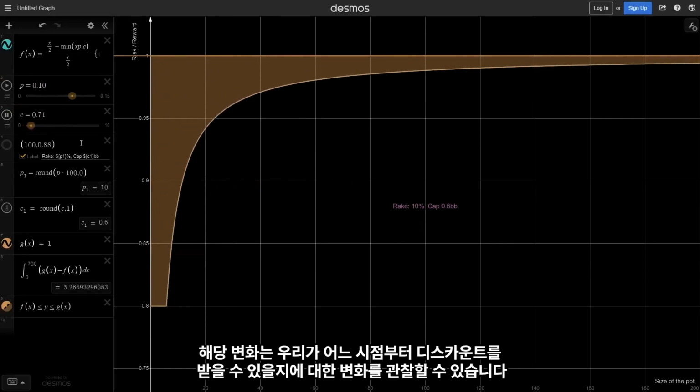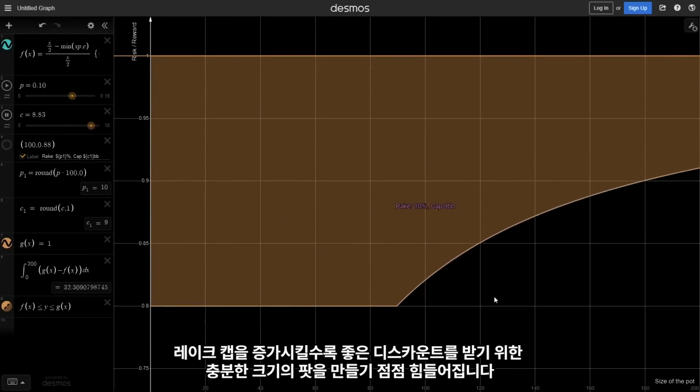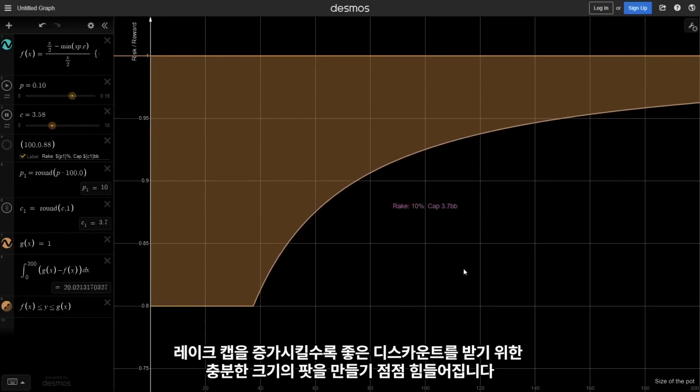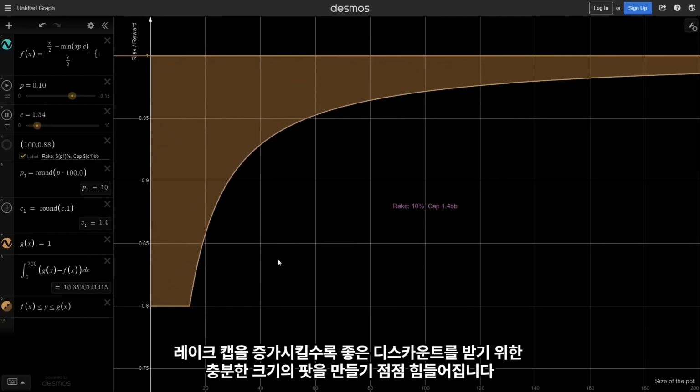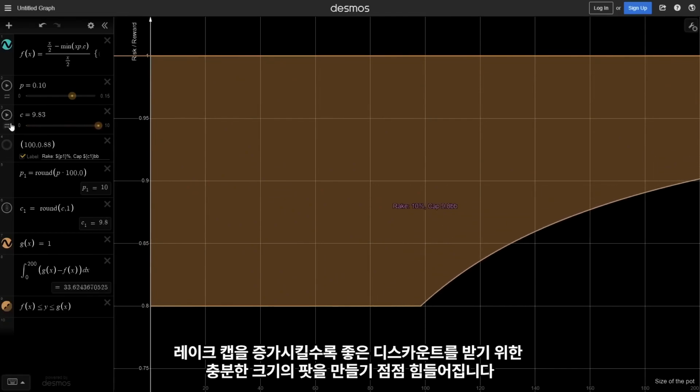Now, this, of course, will change when we start getting that discount. And as we increase the rake cap, it becomes harder and harder to make a pot big enough that starts getting a good discount.